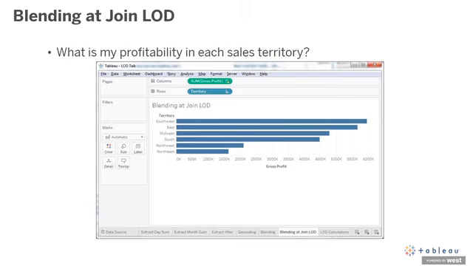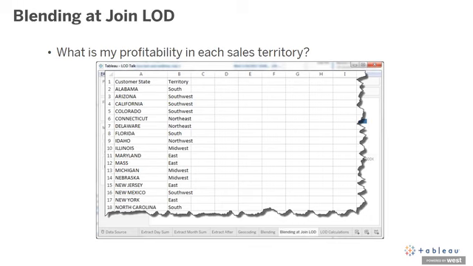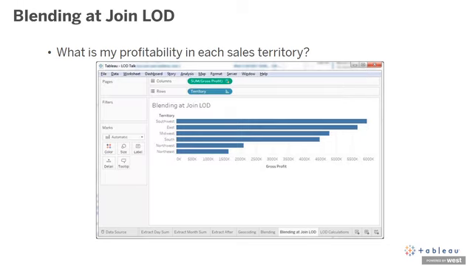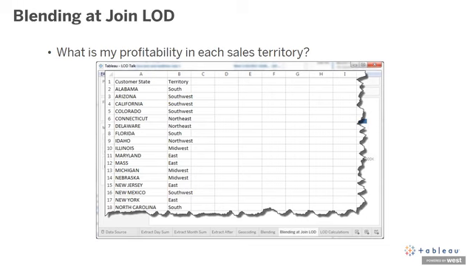So in this case, we have a question like, what is my profitability in each sales territory? Well, it turns out that sales territories aren't in our sales data, right? We have a different little data table that contains for each customer state what the territory is associated with it. And so what we can do is join our sales data on the state information, right, which is in both of them, and then we can actually continue to aggregate.